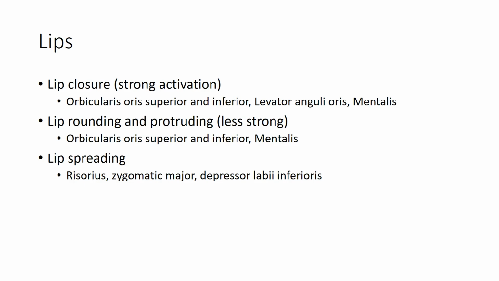A less strong activation is found in lip rounding and protruding, like in round vowels. So the same muscles are involved to some extent, orbicularis oris, superior and inferior, and the mentalis, but not as much contraction is needed if you're not going to make a complete closure. And then for those cases of lip spreading, we have activity from risorius, zygomatic major, and depressor labii inferioris to pull the corners of the lips away from the midline.